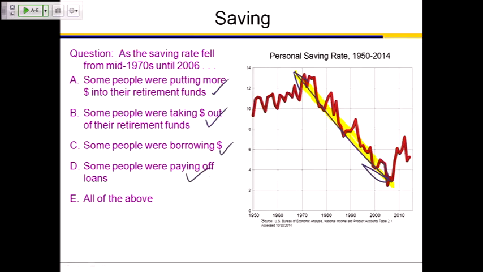And there were also different people who were paying off loans. Now, you're not going to have the same person in both categories A and B. You're not going to have the same person in both categories C and D at any given moment in time. But at any given moment in time, you have some people in each of those 4 categories. And so what we're seeing reflected here is all of those kinds of behaviors. Some people are saving, some people are borrowing, some people are taking money out of retirement, some people are paying off loans. All of that's going on, while for the economy as a whole, the overall saving rate is declining.